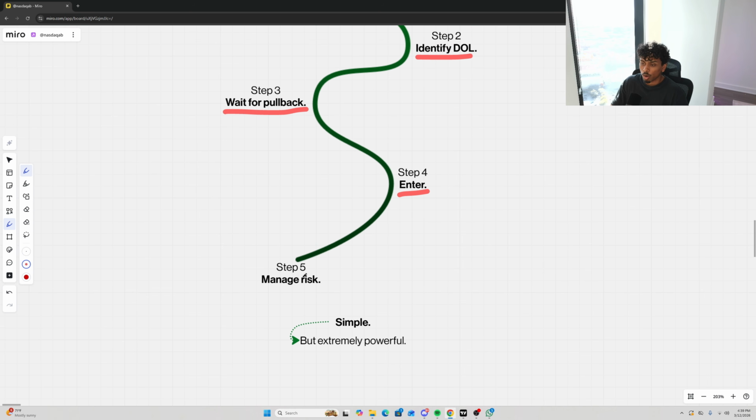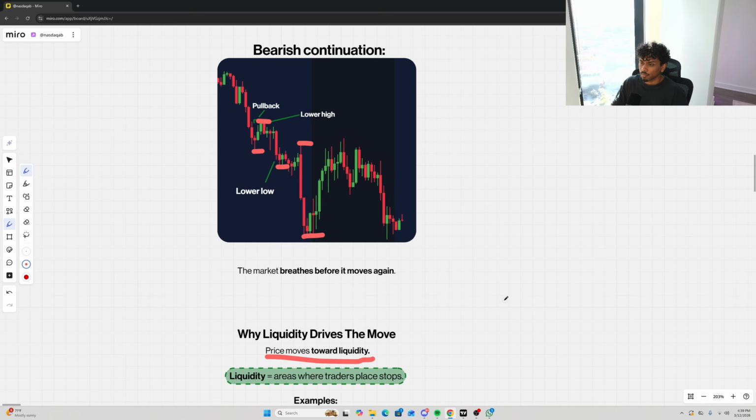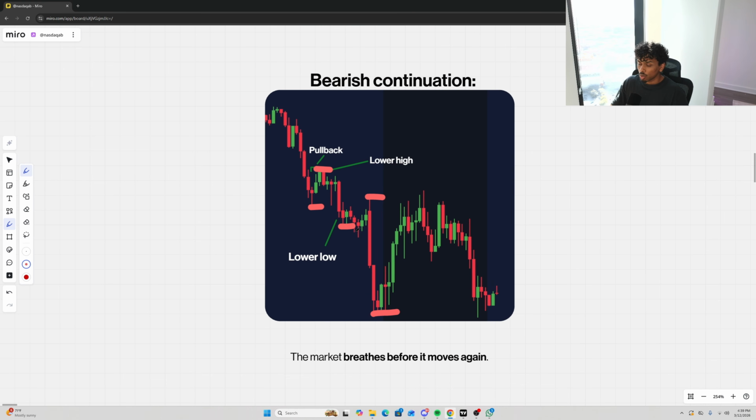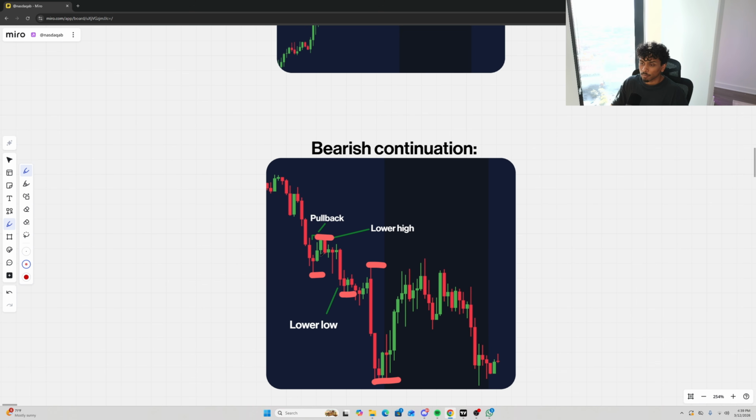How are we going to properly manage risk? We are going to be putting it at protected structure. Okay, structural highs or structural lows. Now, what does that look like? All right, these structural highs and lows are what are part of the overall pullback, right?